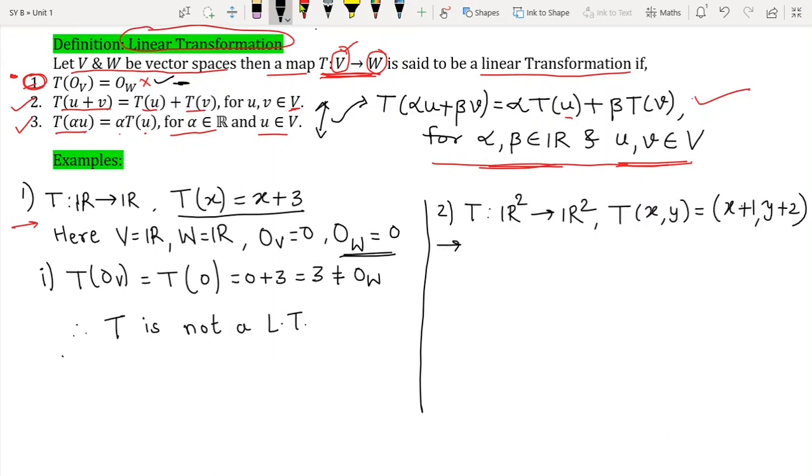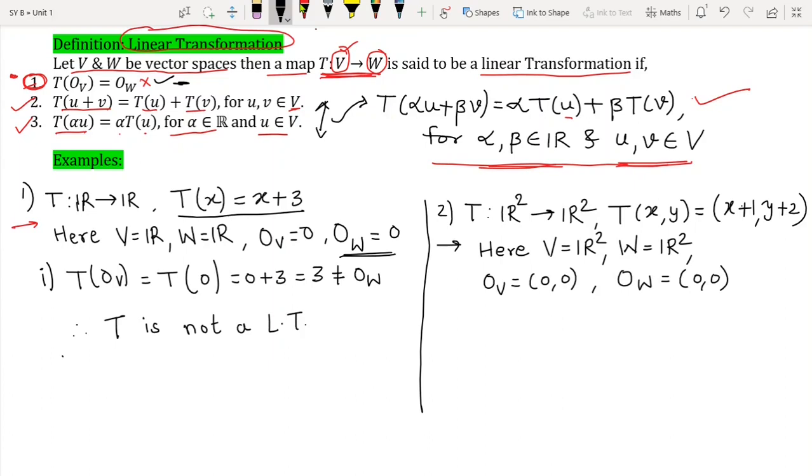So here what is our V? The domain, we call our domain as V, right? R2, and our codomain is also what? R2. So what are our zeros? Our zeros are 0 of V, 0 of R2 looks like this, and what about 0 of W? It is somewhat like this, right?